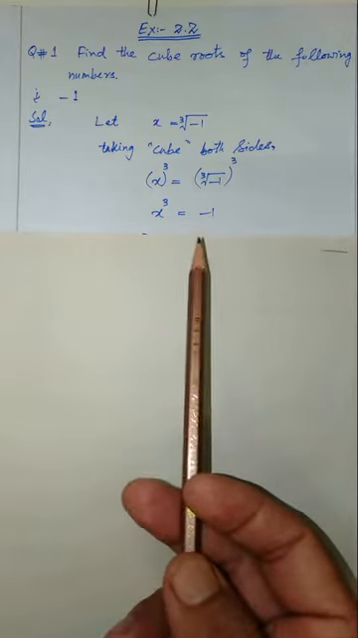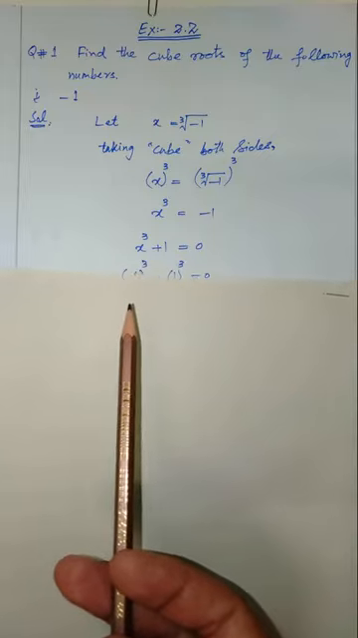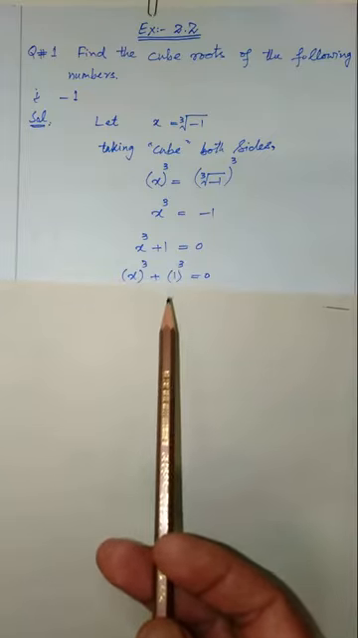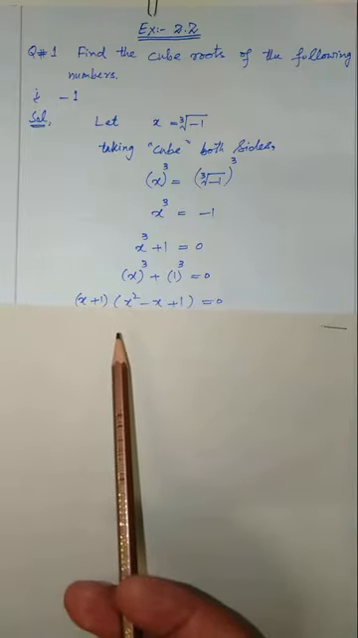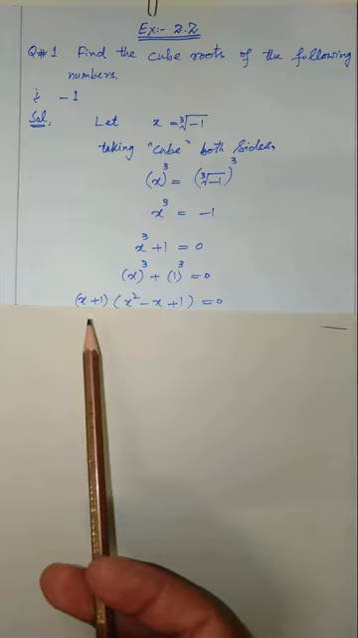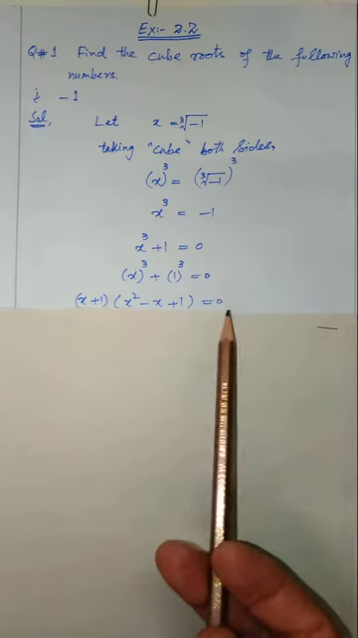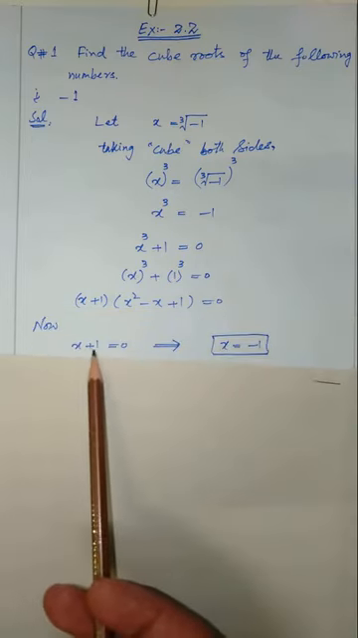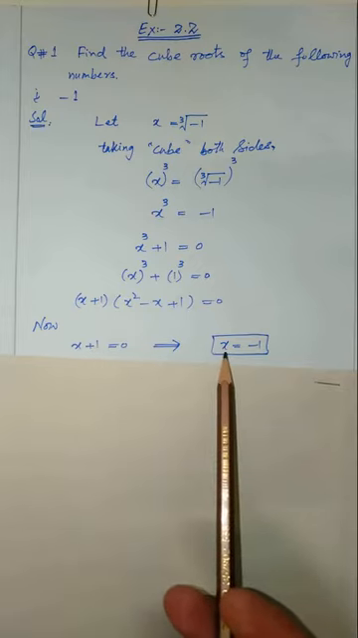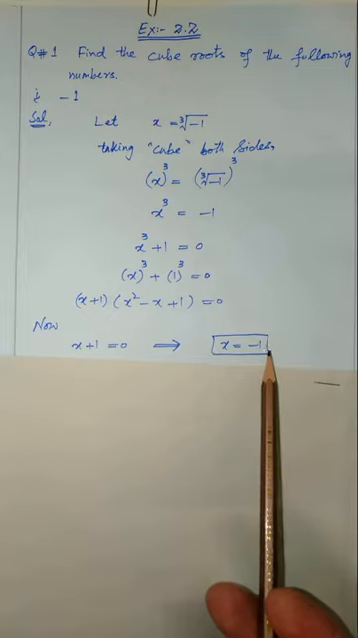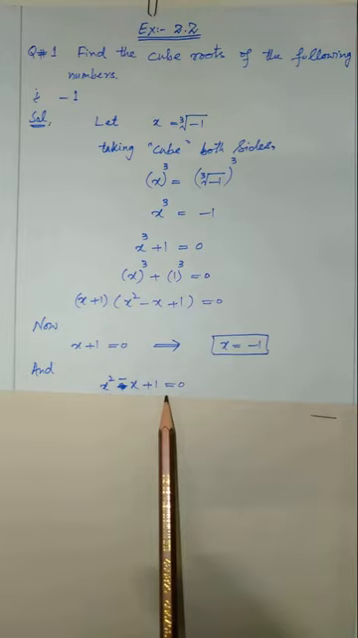So x cube is equal to minus 1. Now shift this 1 to the other side, x cube plus 1 is equal to 0. Now factorizing, this is the cube of x and this is the cube of 1. So x plus 1 times x square minus x plus 1, according to the formula: square of the first term, product of both terms with opposite sign, and then square of the second term. Now x plus 1 is equal to 0, so shift this 1 to the other side. So x is equal to minus 1, and x square minus x plus 1 is equal to 0.